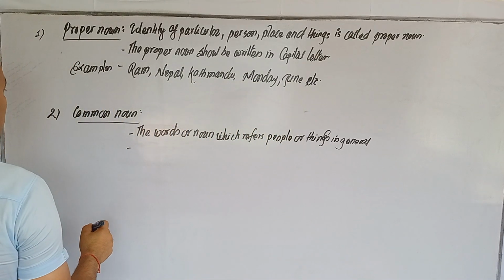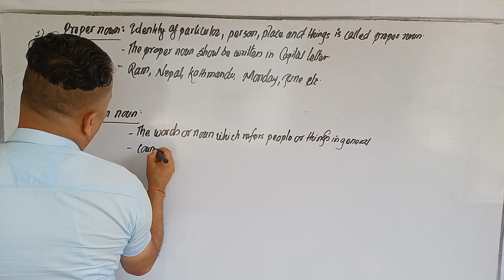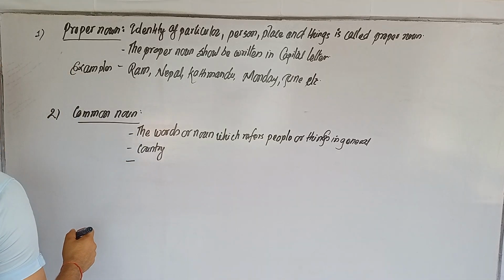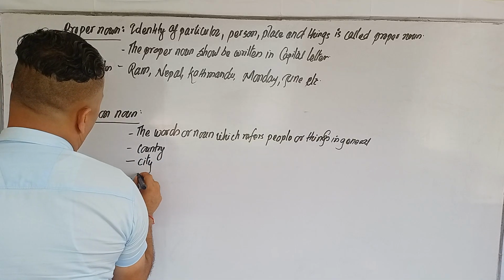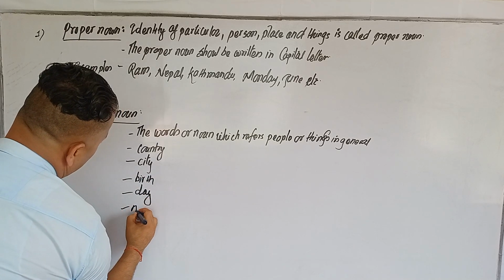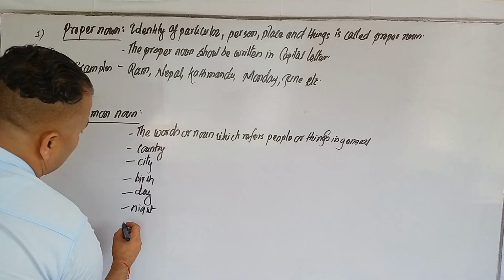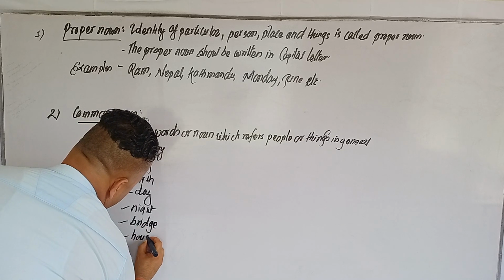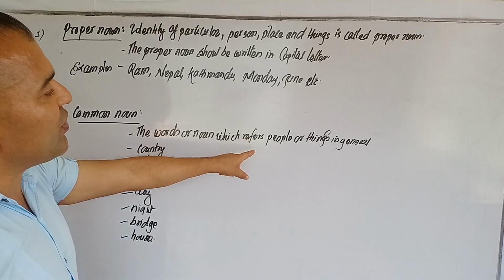The examples are, for example, country. Country is common, not only Nepal, but one day India country. You see, country, city, many cities like Kathmandu, London, birth, different dates of birth, day, night. Suppose, for example, bridge, different kinds of bridge, house, different kinds of house. These are the examples.